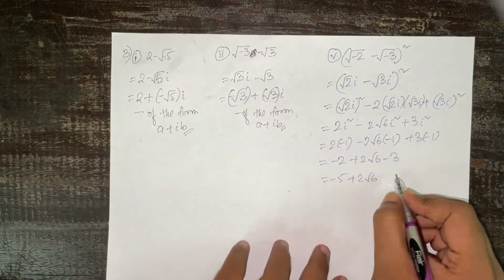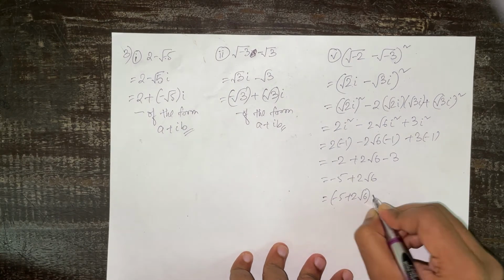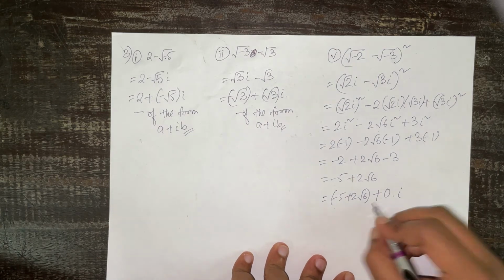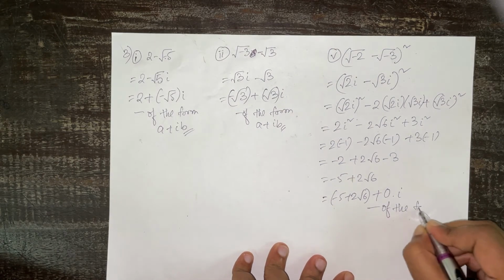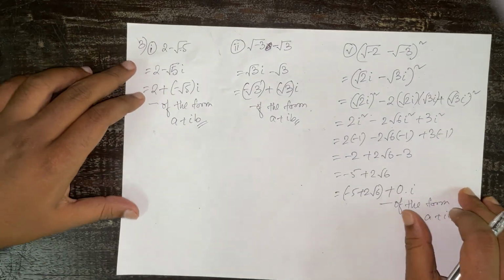Now where is the imaginary part? We don't have an imaginary part, so we will write it like minus 5 plus 2 root 6 plus 0 into i. As we don't have i, we will write 0 into i. So it is of the form a + ib. Let us move on to another sum.